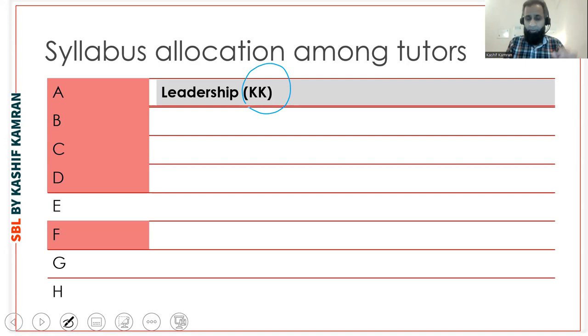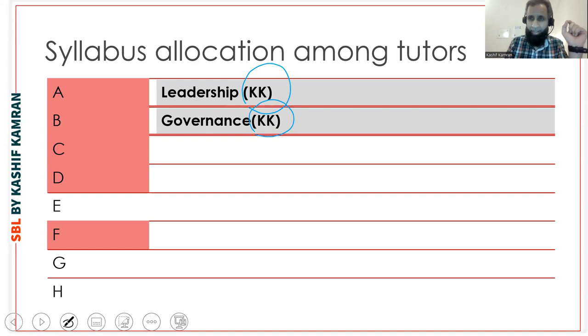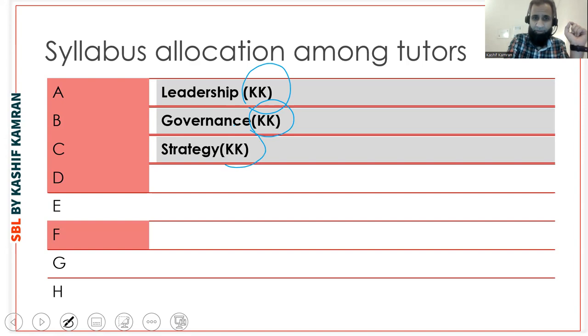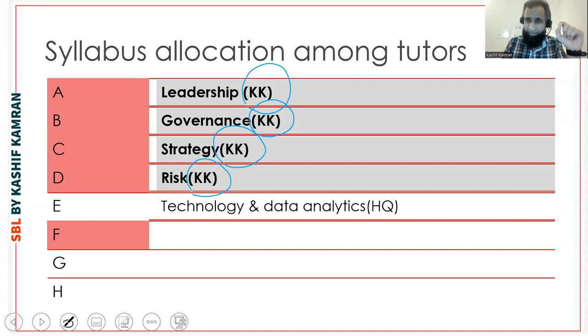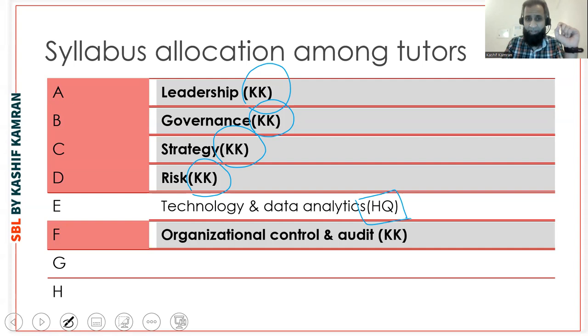Kashif Kamran. Syllabus area B is governance. Again, that's my responsibility, KK. Syllabus area C is strategy. Again, that is my responsibility, KK. Syllabus area D is risk. Again, that is my responsibility, KK. Syllabus area E, technology and data analytics, is the responsibility of Hussain Kazi, my colleague. Syllabus area F, organizational control and audit, is my responsibility, KK.